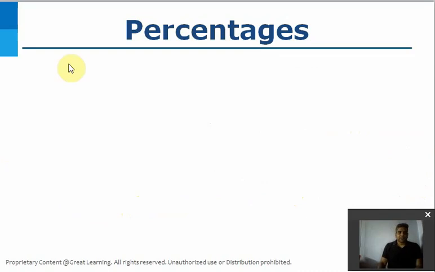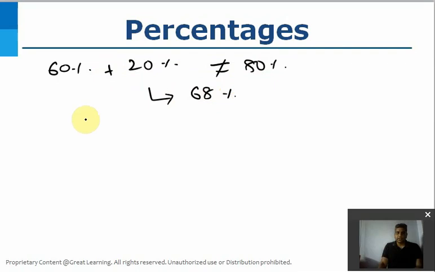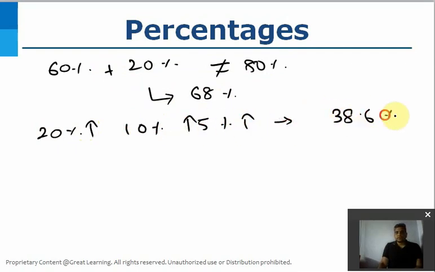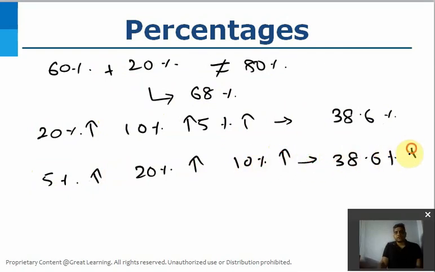Then we saw that successive discounts of 60% and 20% are not equivalent to 80%. This came out to be equivalent to 68%. We also saw that a successive increase of 20%, then 10%, and then 5% is equivalent to 38.6%, and the order doesn't matter here. You can take a 5% increase, then 20%, and then 10%, and the result will be the same: a 38.6% increase overall. We saw some questions on successive percentages also. That is what has been the agenda for today's lesson.